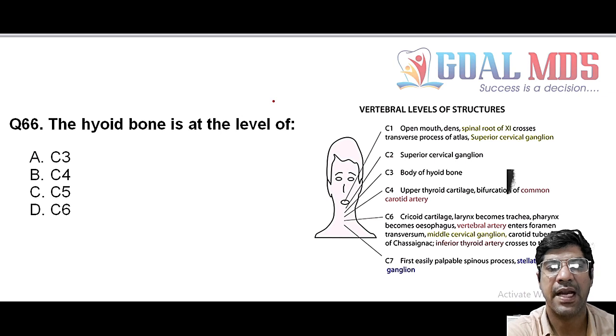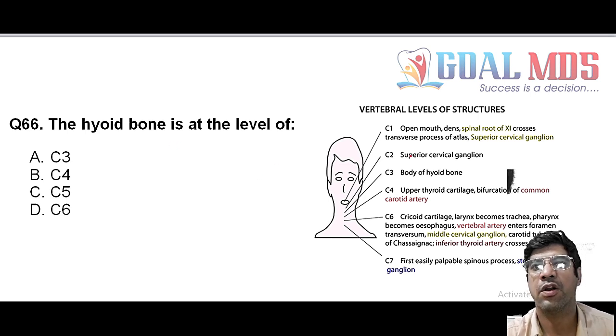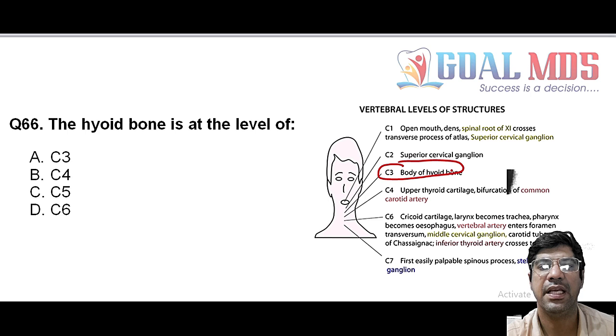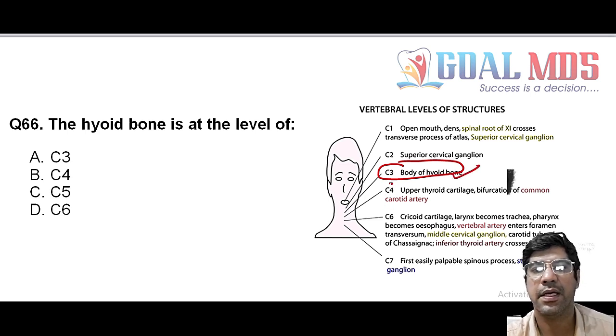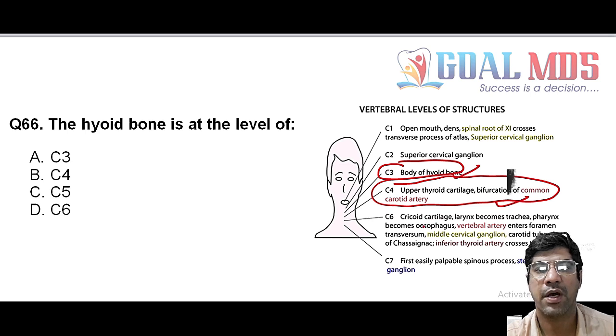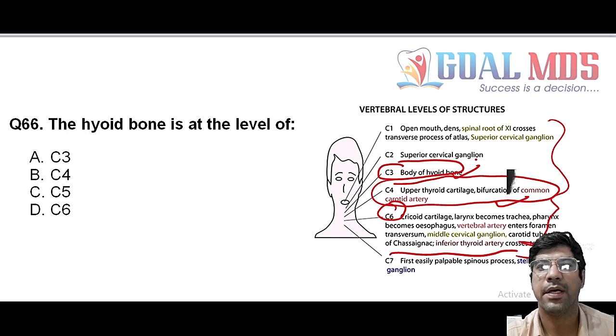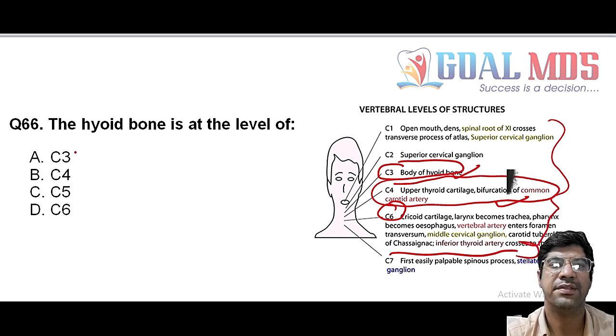The hyoid bone is at the level of, well, remember these points. The body of the hyoid corresponds to the C3 cervical vertebra. The thyroid gland is located below the hyoid bone between C4 and C5. The cricoid cartilage lies just below the thyroid cartilage at the level of the C6 cervical vertebra. So remember all these vertebrae. The answer is A.